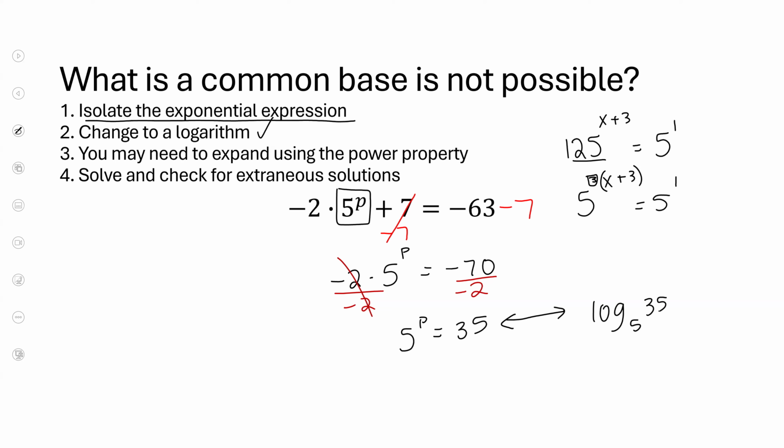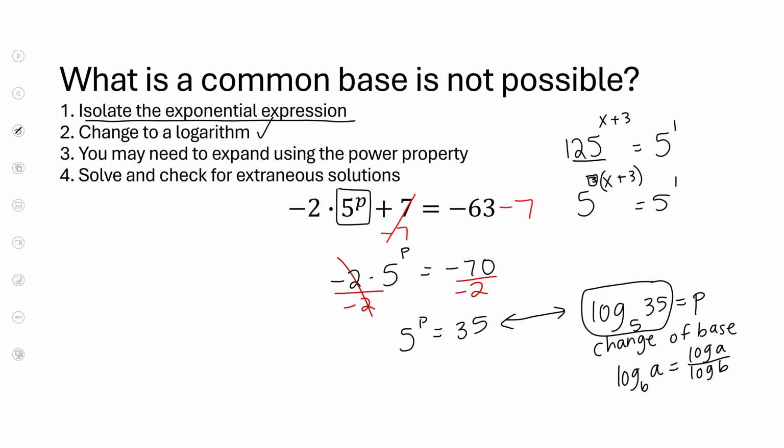Perfect. Log base 5 of 35 equals p. That's exactly how you convert it to a logarithm. Now, we're going to use something that we used the other day. We're going to use the change of base formula. The change of base formula says if you have log base b of a, you can write it as log a over log b. So how am I going to rewrite this one using the change of base formula? Yep, log 35 over log 5.